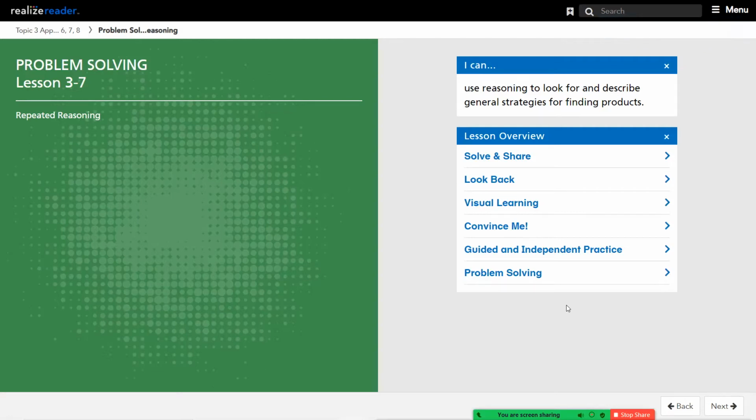We're going to be working on repeated reasoning for this lesson. So what that means is you're going to take what you already know, you're going to use your reasoning skills, the facts that you know, and use them to help solve different kinds of problems that you come across.